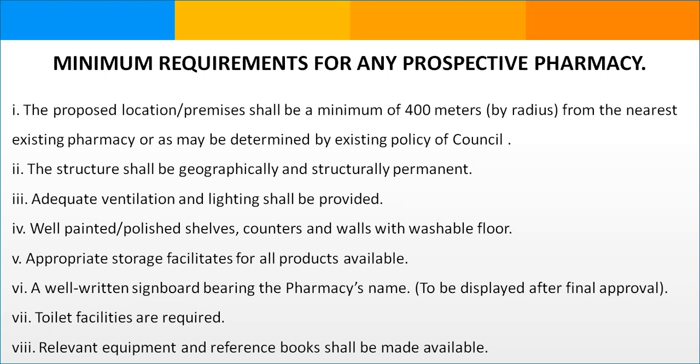It should have adequate ventilation and lighting. It should be wall-painted, with polished shelves available, counters and walls with washable floors, like tile or terrazzo. It should have appropriate storage facilities for all products available. So if the product will need a refrigerator, the pharmacy should have it where we keep the products in the refrigerator. A well-written signboard bearing the pharmacy's name. It should have toilet facilities, and also relevant equipment and reference books should also be made available at the pharmacy.